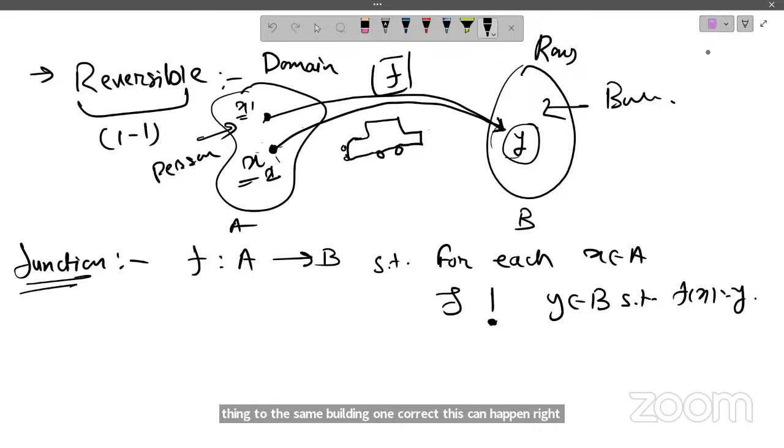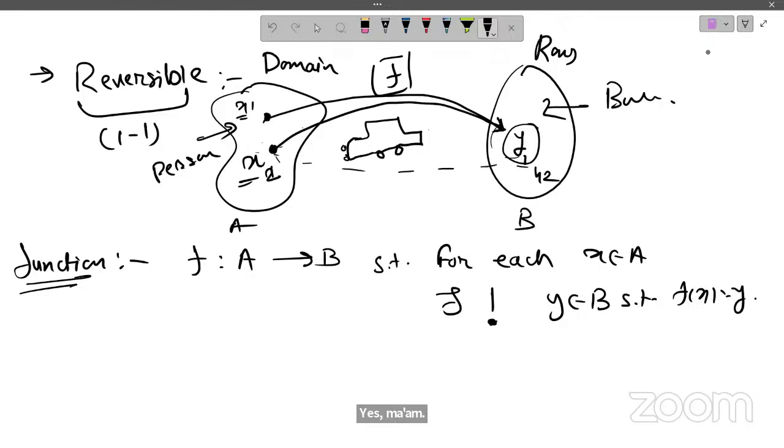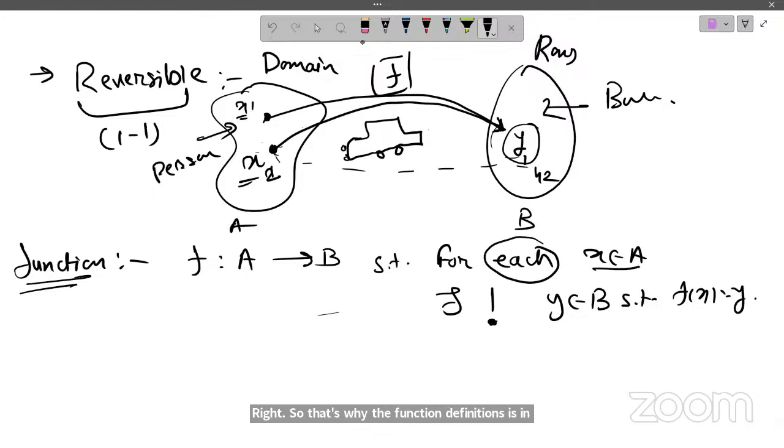Yes, in a function this can happen. That's what I'm telling you: we cannot put a person at the same time in two buildings. Suppose y1 is one building and y2 is another building, so you cannot take a person and put them in y1 and also in y2. That's why the function definition has two major words. First is each, so we have to consider each x belongs to A, and second is unique, so x should go to a unique y. x should not go to two y's. This is not possible in a function. Okay, so this is one thing.